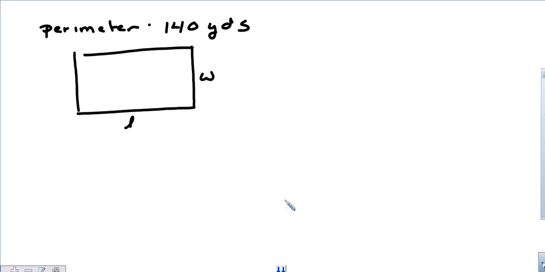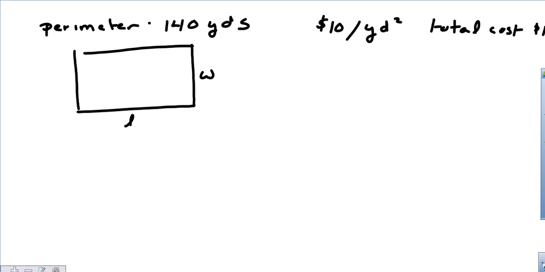I know that if I want to, let's say that this is land and I want to buy this, it costs me $10 per square yard. And I have a total cost of $12,000. I want to know what are the dimensions of my rectangle. I probably got a little different bit of information than I normally would. Let's move this over here so it fits. $12,000 is my total cost for my land here. So let's go back and figure out, what can I figure out?